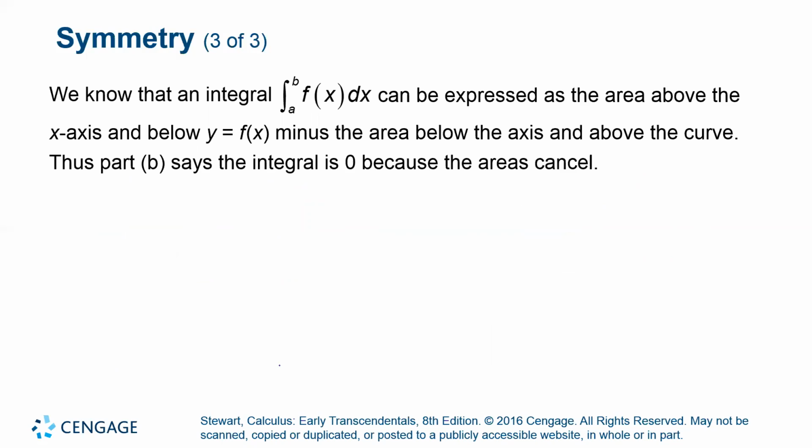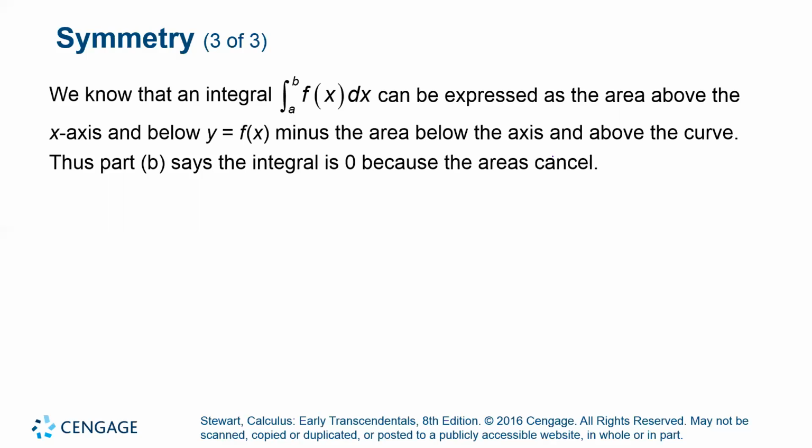We know that an integral of that definition can be expressed as the area above the x-axis and below the function minus the area below the axis and above the curve. Thus, part B says the integral is 0 because the areas cancel out.